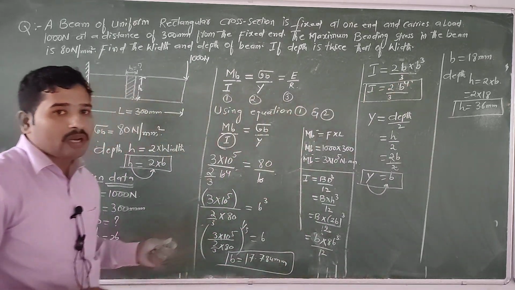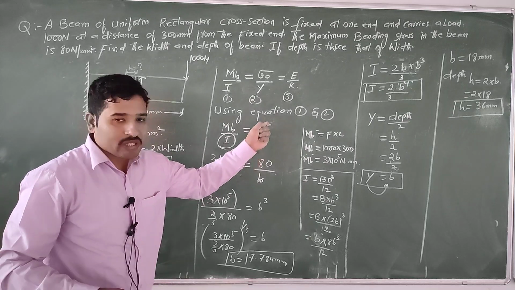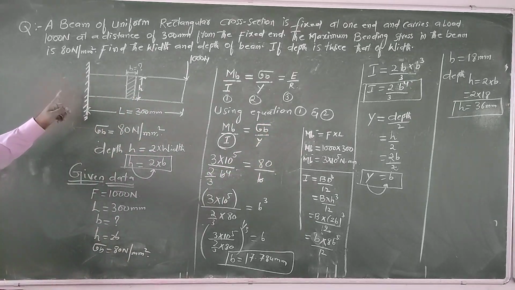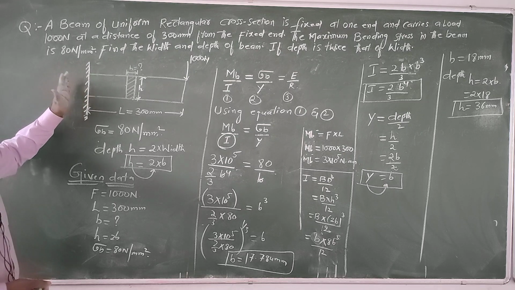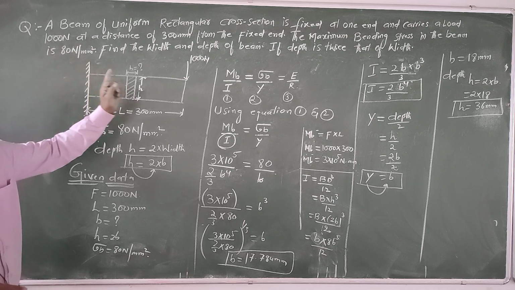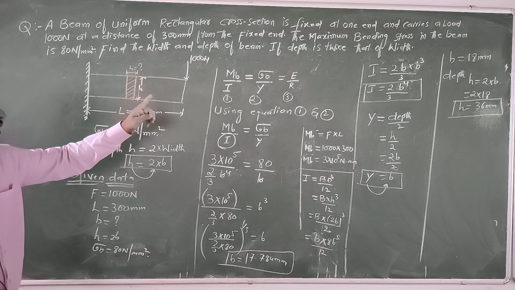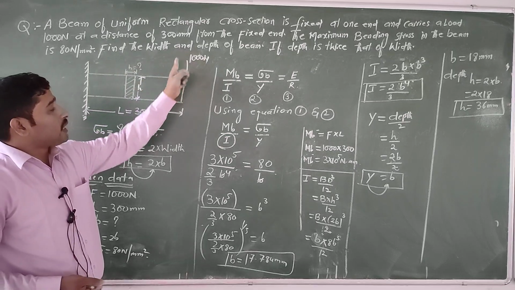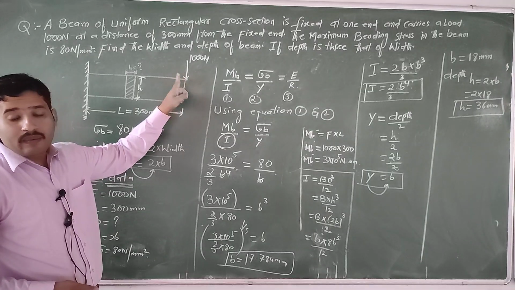Again I will repeat because I made a small mistake. Let us assume a beam of uniform rectangular cross section is fixed at one end, free at the other end. A force of 1000 Newton is acting at the free end.